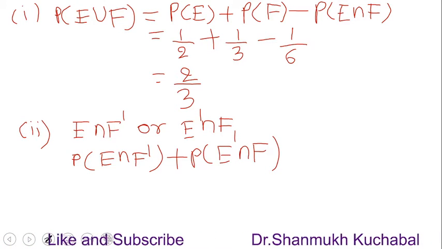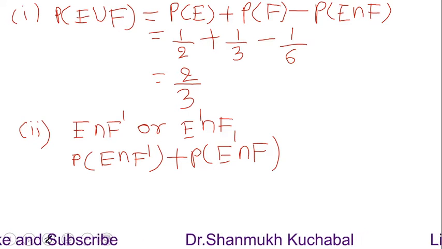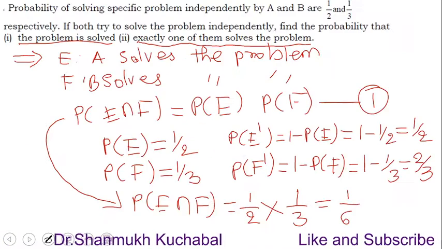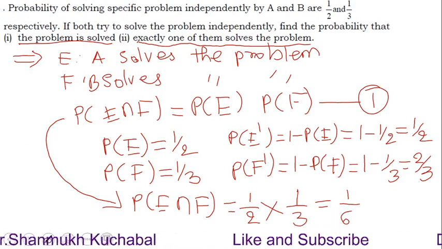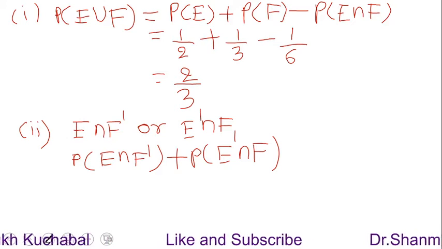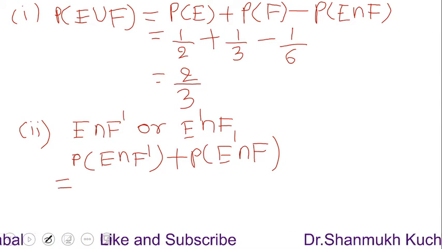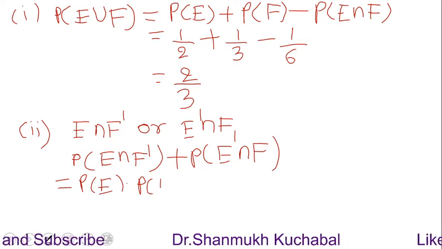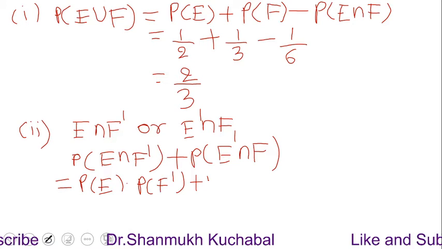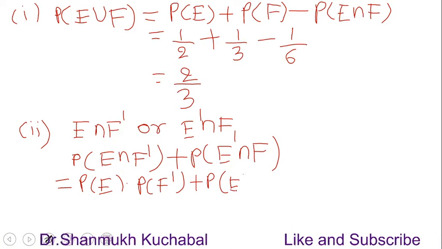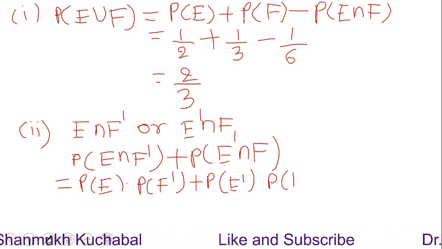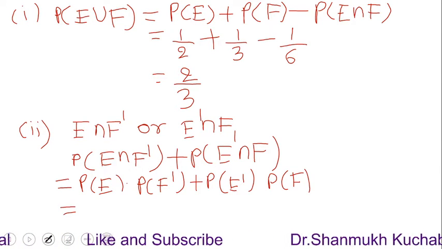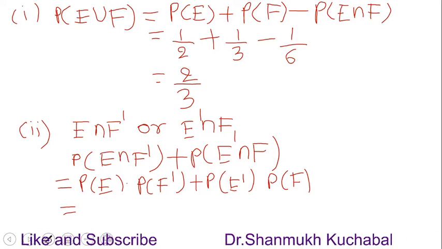Further, two events are independent, so intersection is taken as a multiplication relation. Going back to equation number 1, we take intersection as a multiplication relation. So it is P of E into P of F dash plus P of E dash into P of F. Now we'll substitute all these values. P of E is 1 divided by 2.